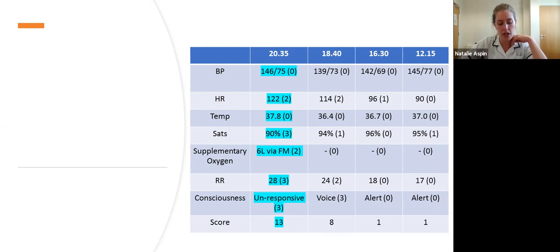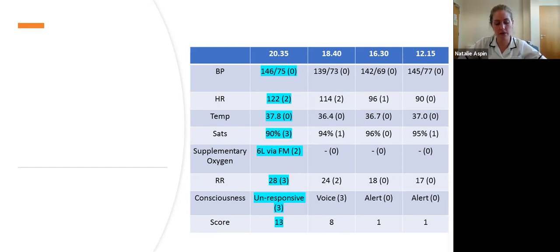And then they've called you, and the last set of obs done before you arrive are the ones at 8:35. So we can see that his NEWS has got worse. He's jumped from an 8 to a 13. He's now tachycardic. He's actually got SATs of 90. So he's scoring for SATs of 90. This is a gentleman that's aiming for normal SATs, so on that NEWS scale he'll need 96 and above not to score anything. So he's scoring a 3. And he's sat on 6 litres of oxygen via a face mask, and he's unresponsive. And he's tachypneic with a respiratory rate of 28.